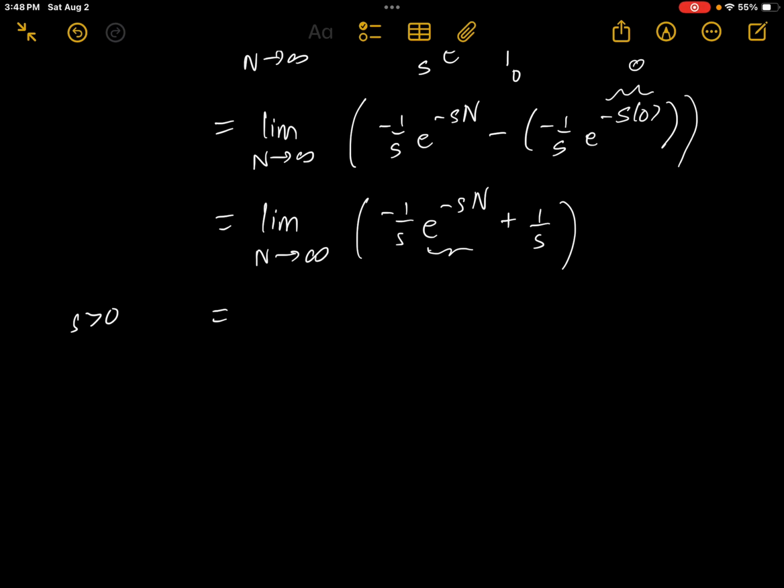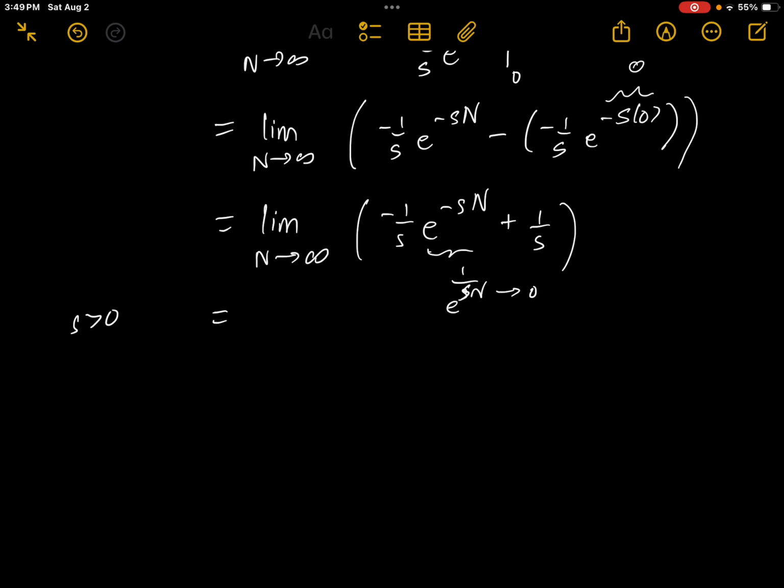Do you see why? Because that's 1 over e to the sN. If s is positive, then as N goes up to infinity, you get 1 over something, and the bottom is going to go to infinity, so this is going to approach 0. So when you evaluate the limit, you're going to get negative 1 over s times 0 plus 1 over s, and negative 1 over s times 0 is 0, so you're going to get 1 over s.